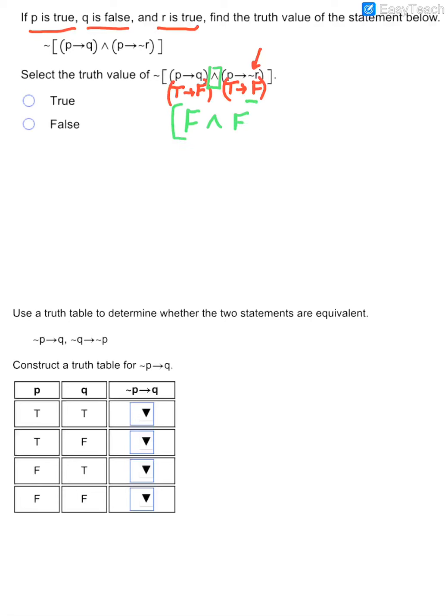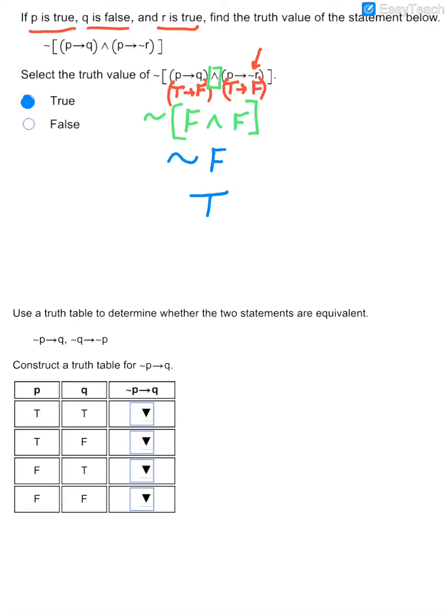Those are inside brackets. So now if I evaluate the brackets next, when I have an and statement, it's only true if both are true. In this case, they're not both true, so that would be a false. And then when I negate the false, overall, I get a true. So you're just plugging in and evaluating that particular statement.